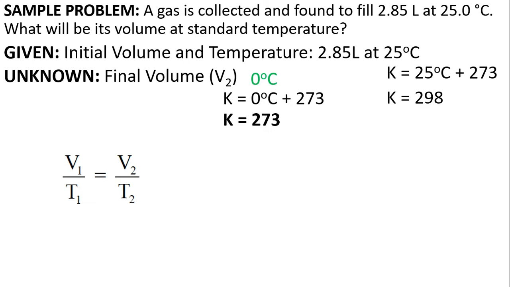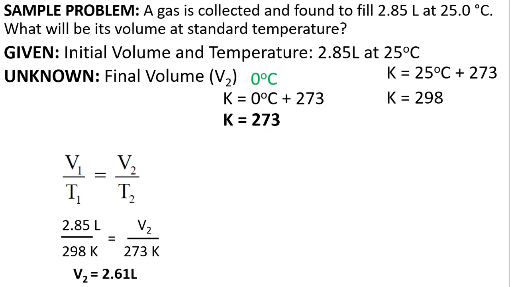Now we can use the formula V1 over T1 is equal to V2 over T2. Just put the given, 2.85 liters over T1, which is 298, is equal to V2, since it's unknown, over 273 Kelvin. Solving for it, we'll have 2.61 liters. Now let's try solving this using the manipulated formula.